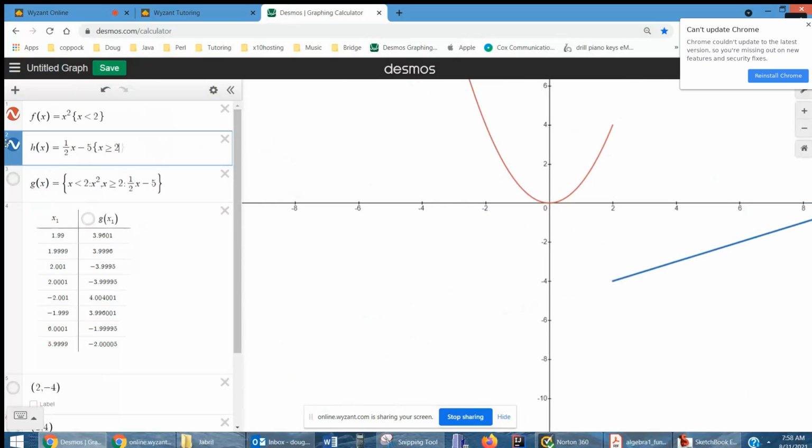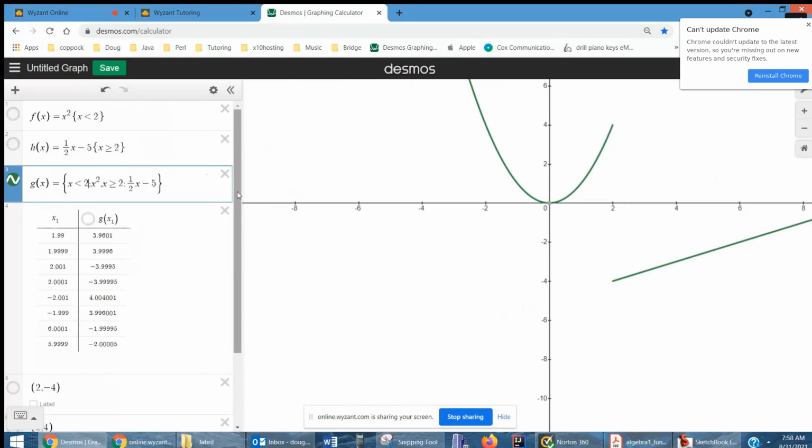Now, here is how you write g as a piecewise function, combining those two functions. In Desmos, we still use the braces to bound the function. And then the rule comes first. X is less than 2, colon, there's the rule, x squared. Comma, now we're going to have another piece. Another piece is x is greater than or equal to 2, colon, there's the rule, 1/2 x minus 5. So that's a graph of g right there.